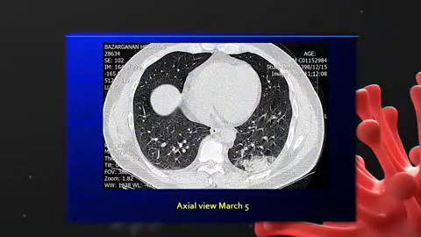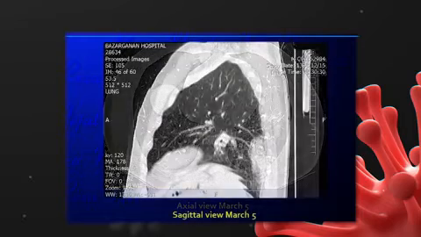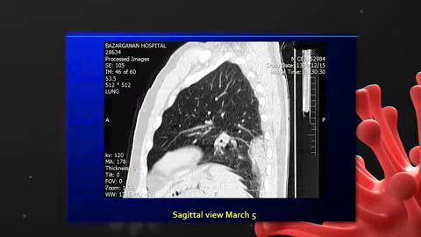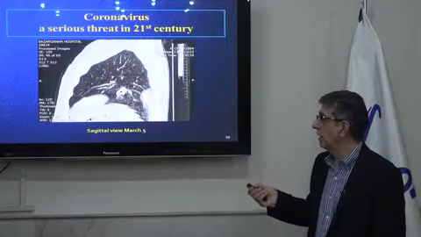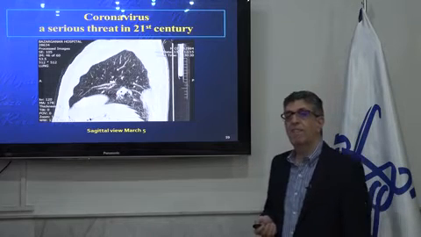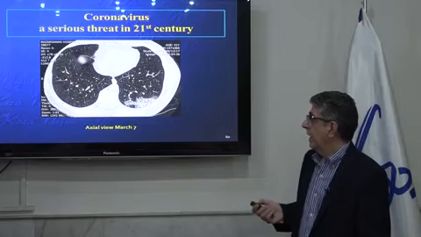This is an axial view of a CT scan on March 5th. An axial view on March 5th, and a sagittal view, where the consolidation can be seen here, and peribronchial consolidation and infiltration.